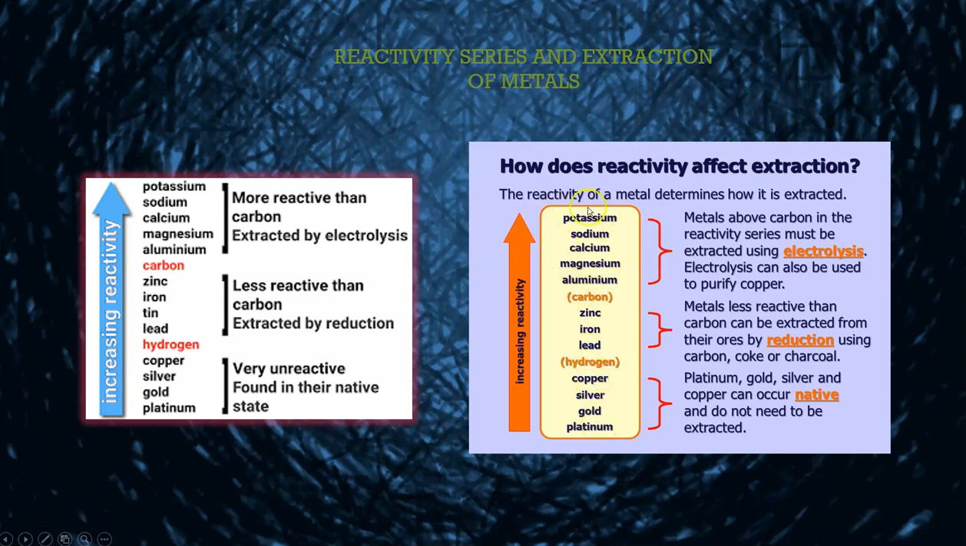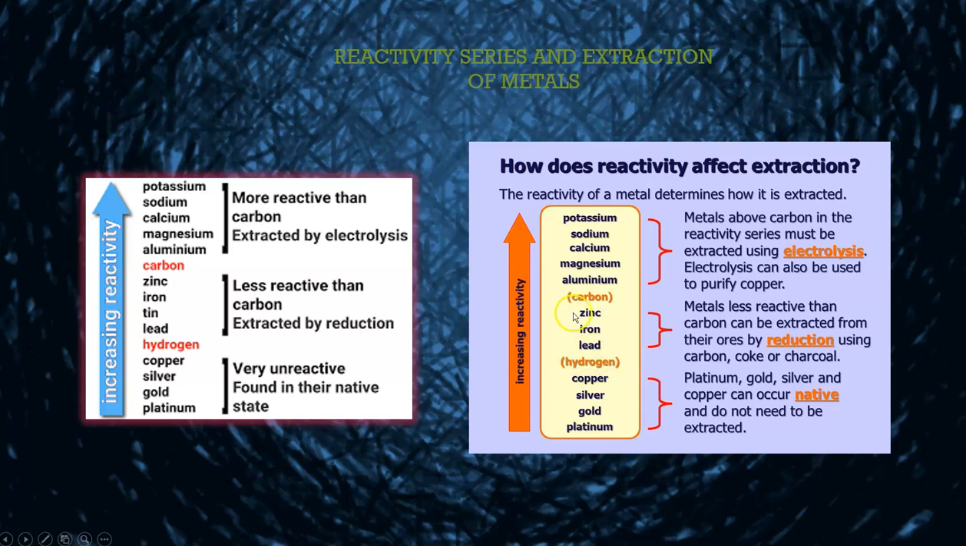So how are you going to remember these things? You can make a mnemonic out of it, or you can just remember that all the alkali metals have more reactivity than carbon. Because of that, these metals or elements are extracted by the process of electrolysis, which we're going to discuss after this. Electrolysis can also be used to purify copper. So this is one exception.